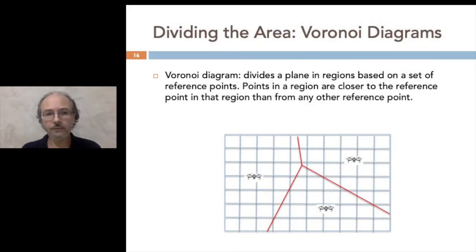How is it related to our context? Our reference points will be the current positions of UAVs, and once we have the Voronoi diagrams and the grid, it's determined which cells have to be visited or covered by each of the UAVs.